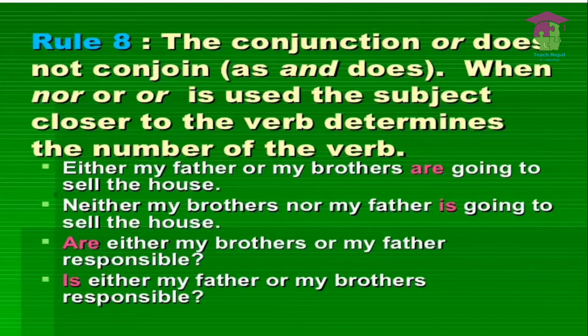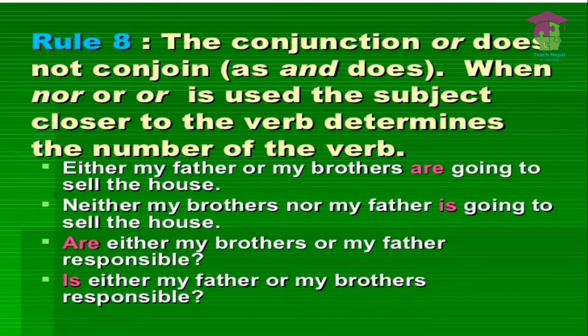What about the conjunction? Or does not conjoin, right? As and does when nor or is used, the subject that's closer to the verb determines the number of the verb. For example, either my father भनेको either neither or आएको केसमा चाहिँ के हुन्छ? अगाडिको केस भन्दा नि त्योभन्दा नजिकैको केस, राइट? भर्ब भन्दा अगाडि भर्ब युज गर्नुपर्ने ठाउँ भन्दा अगाडि जुन नम्बर छ, सिंगुलर नम्बर छ, अथवा singular noun so we have to use singular verb, plural noun so plural subject so we have to use plural verb. For example, either my father or my brothers.